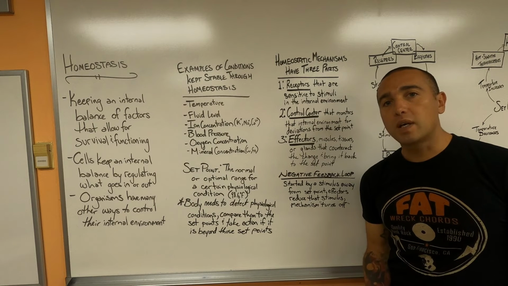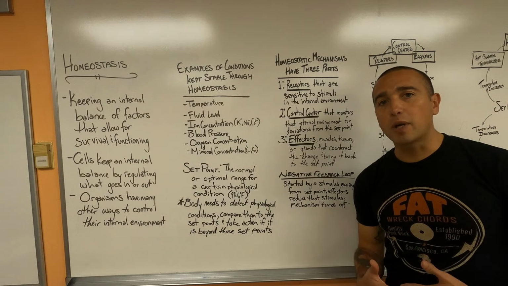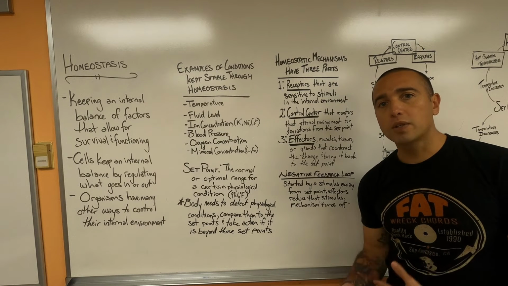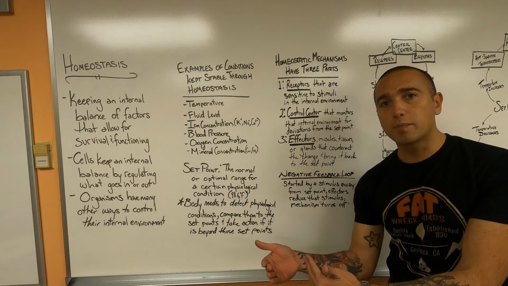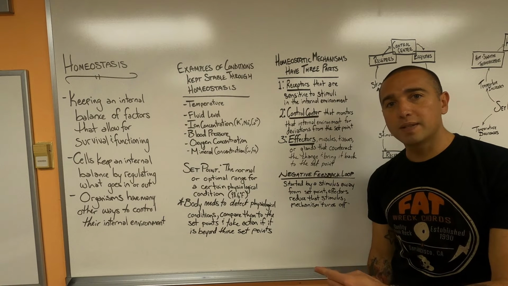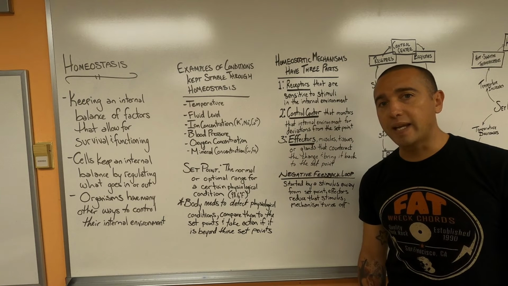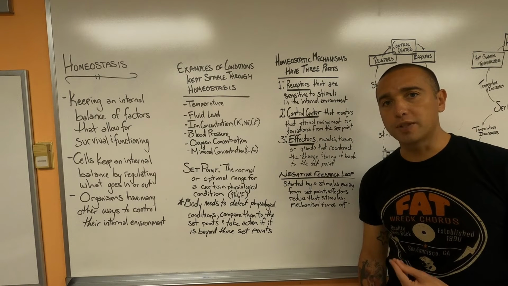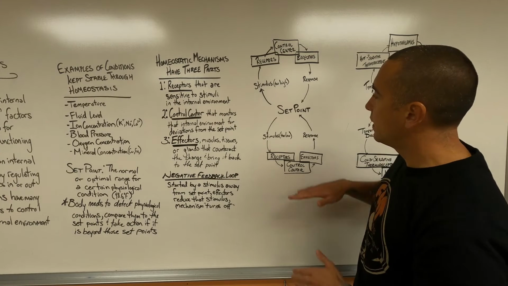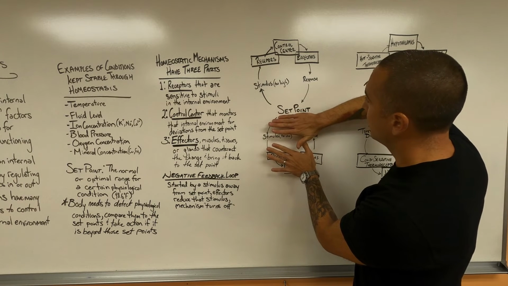The way that these work is called a negative feedback loop. And what that means is that the end product from the effectors turns off the stimulus that started the process. And so if the end product turns off the stimulus, then the entire thing kind of shuts off, and that's why it's a negative feedback loop. It turns itself off.